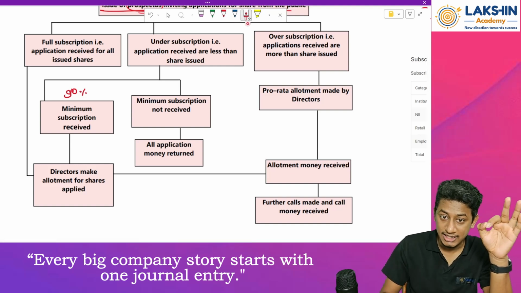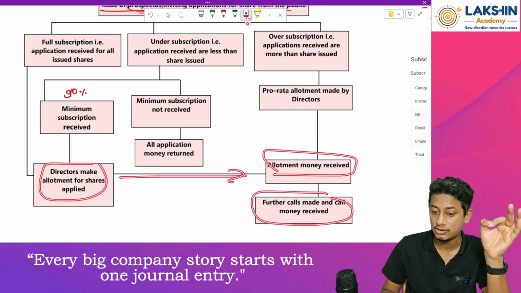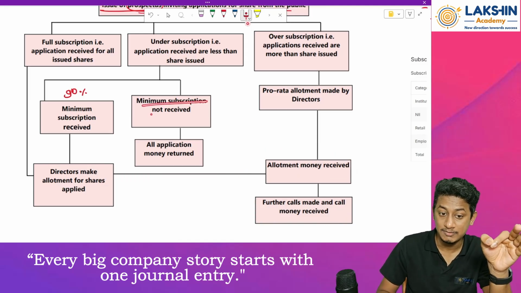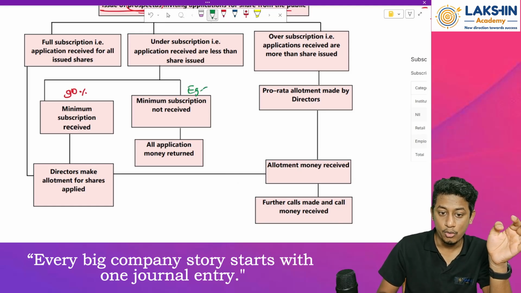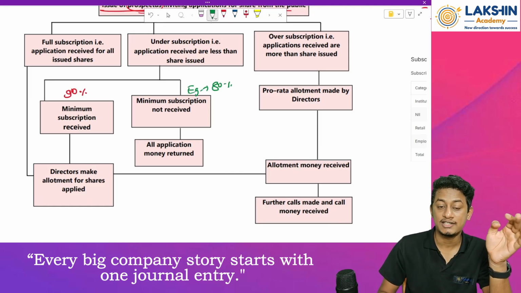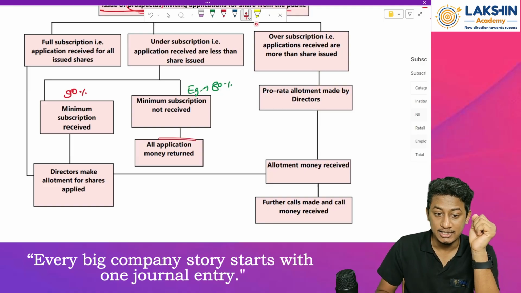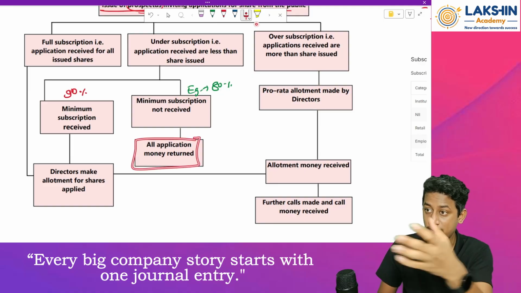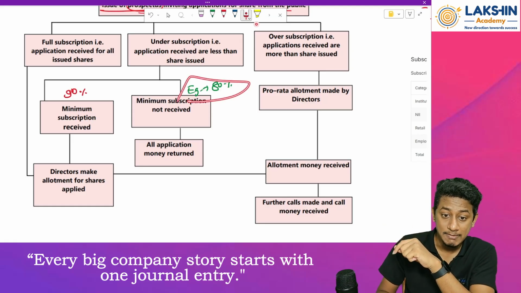In that case, the directors will make the allotment of shares. The money will be received for the allotment and the further calls will be made. But let us say the minimum subscription is not received. For example, only 80% of the shares of the issue is subscribed. In that case, the application money will be returned. Whatever money I received on application has to be refunded to the people. Why? Because the minimum criteria is not satisfied.